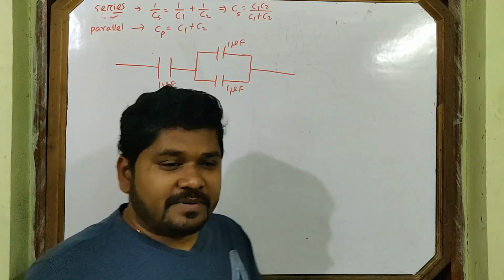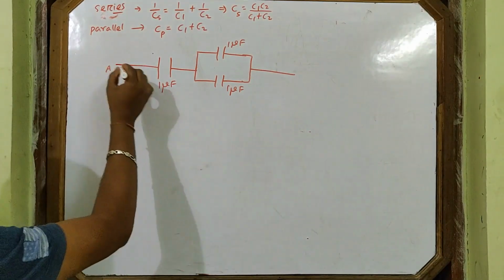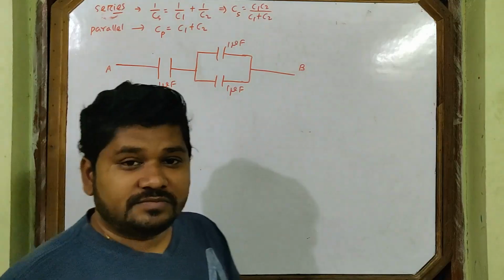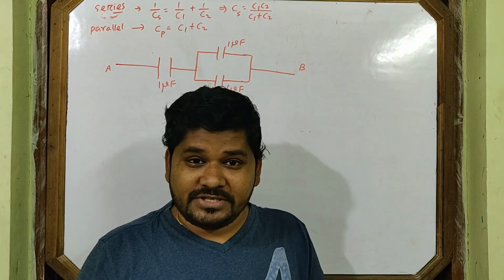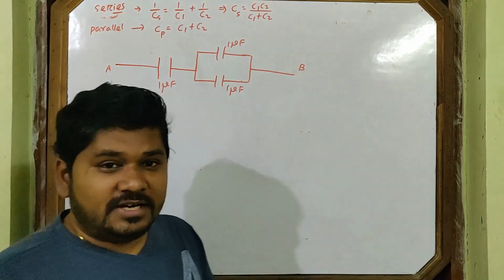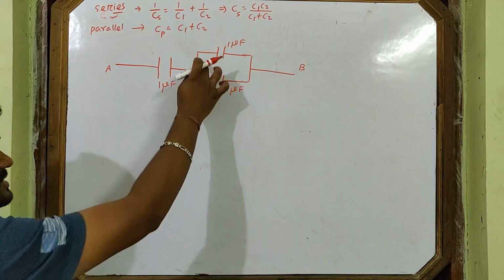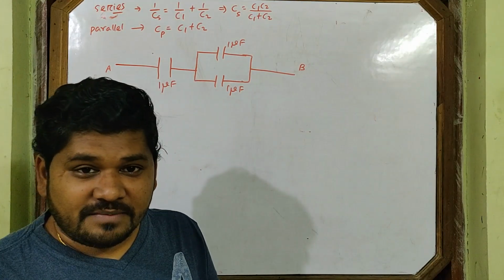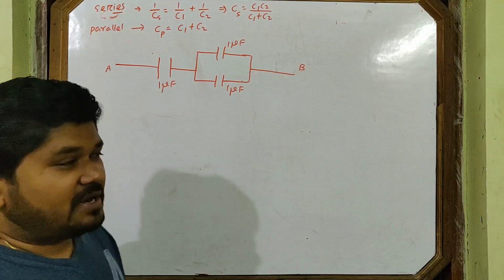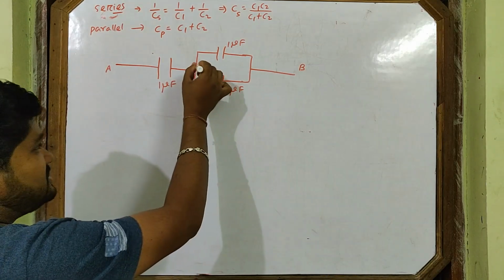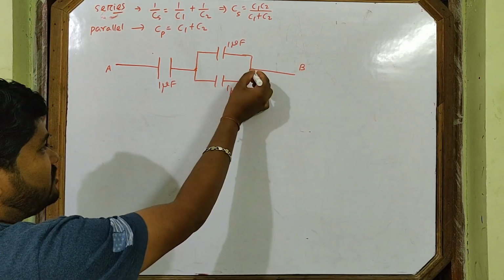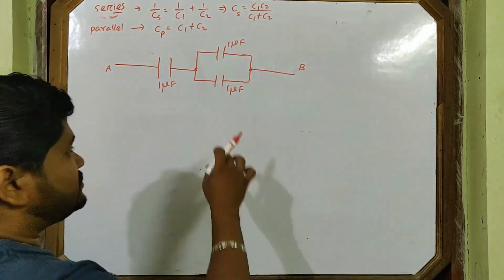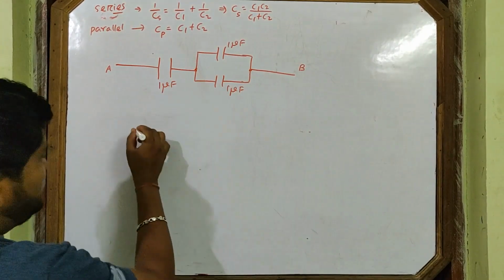So, what is the effective capacitance between point A and point B? Now what you have to do? This also seems to be easy. But here, these two capacitors, how are they connected? They are connected in parallel. How are they parallel? Because their terminals are the same. Their terminals are the same, so they are parallel. So as they are parallel, what is the effective capacitance?